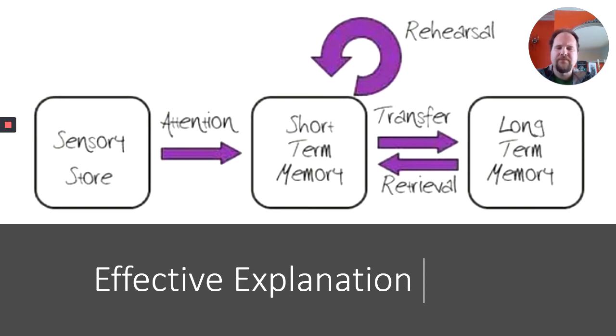Our long-term memory is to all extents and purposes limitless, and we can use this to support our working memory if we are secure in our knowledge about a subject. So how does this apply to making our explanations work, especially with remote or socially distanced learning?